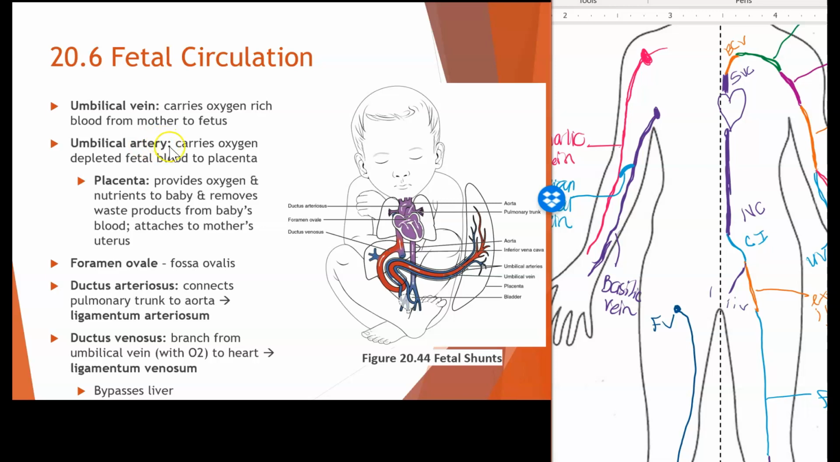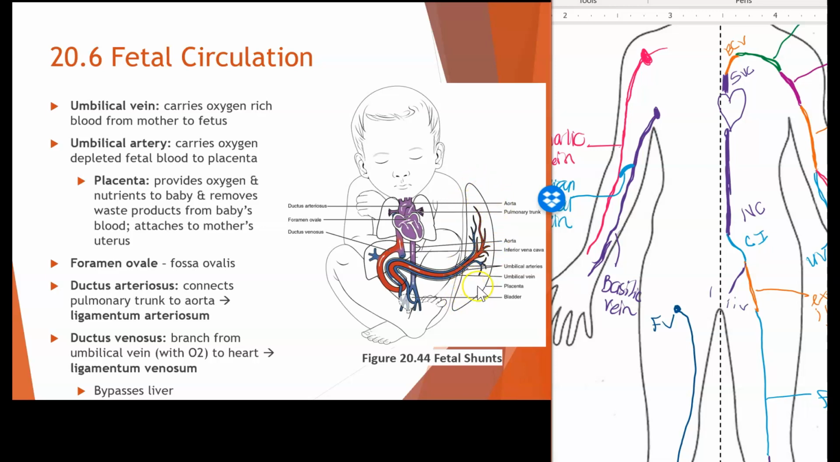So I should have put arteries here. But your umbilical vein is going to carry, it's the one in red here, oxygen-rich blood from the mother by this placenta to the fetus. And then the umbilical arteries, notice how the blue arteries here are going in the opposite direction because they are carrying oxygen-depleted or oxygen-poor blood from the fetus to the mother, to the placenta that belongs to the mother. What is placenta, by the way?